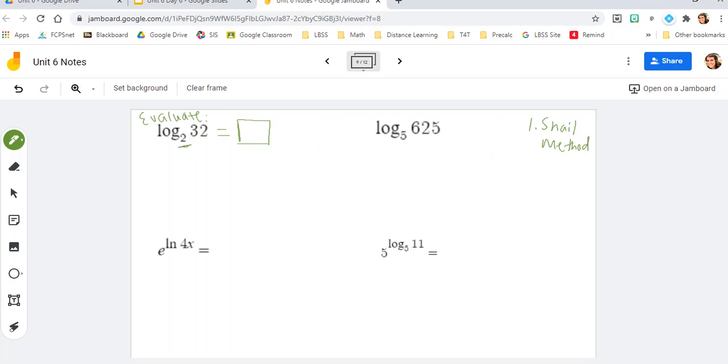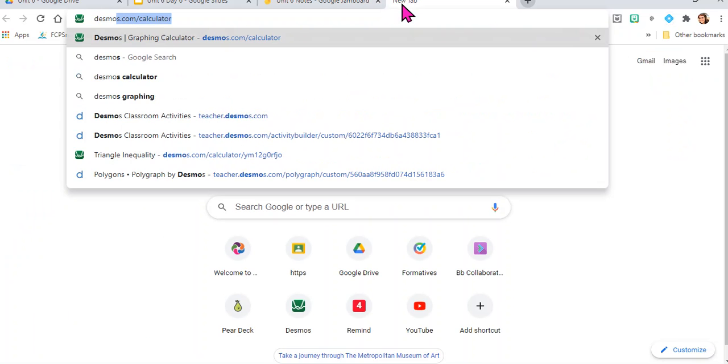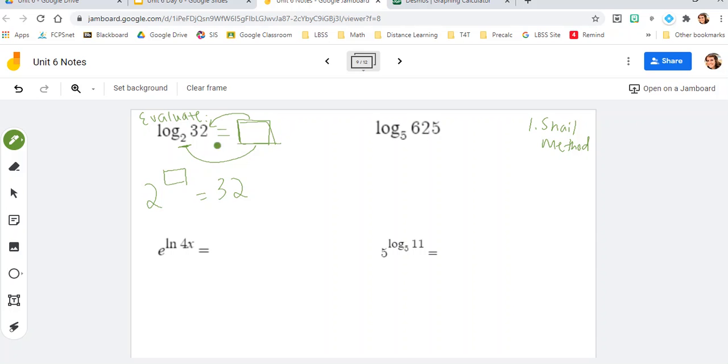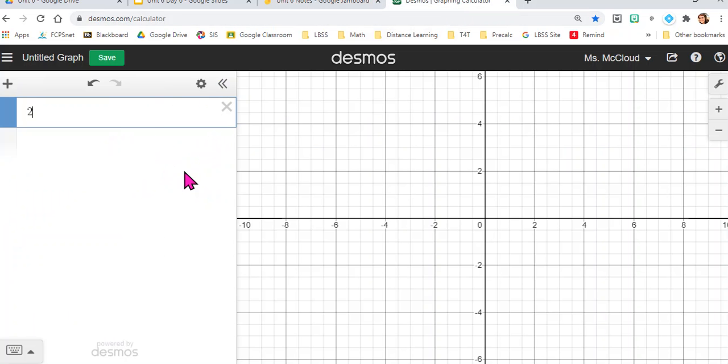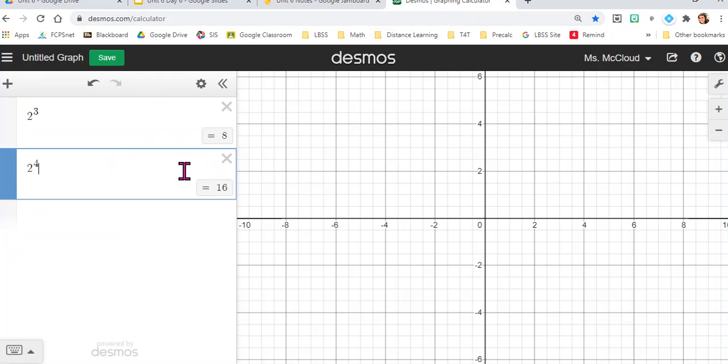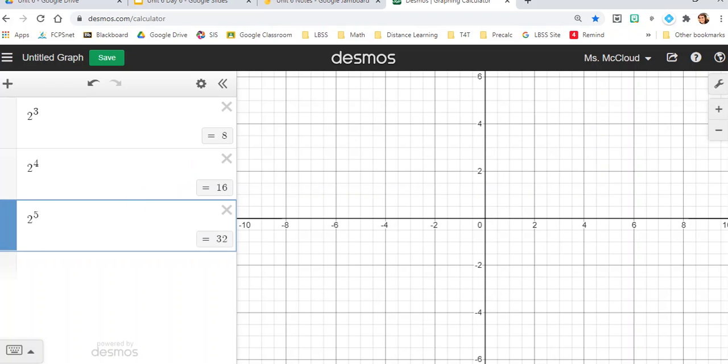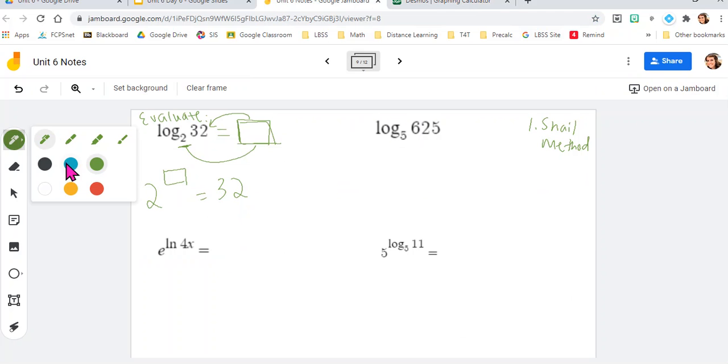So if I use the snail method, I start with my base and I say 2 raised to what power? Well, in this case, we don't know the power. It's my box here. So I'm just going to write my box equals 32. So now what I could do is open up Desmos. So I'm looking for 2 to some power equals 32. So I could try just typing in some values. Not 2 to the 3rd, not 2 to the 4th. 2 to the 5th equals 32. So 5 must be my answer. So I must fill this in with a 5, meaning that would be my answer.